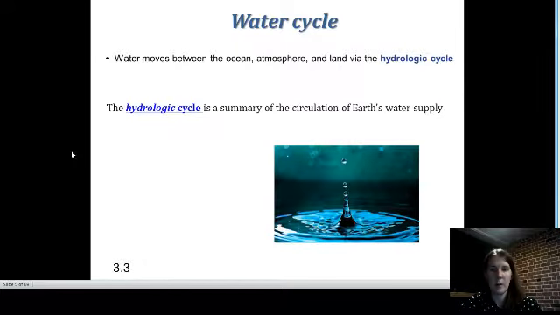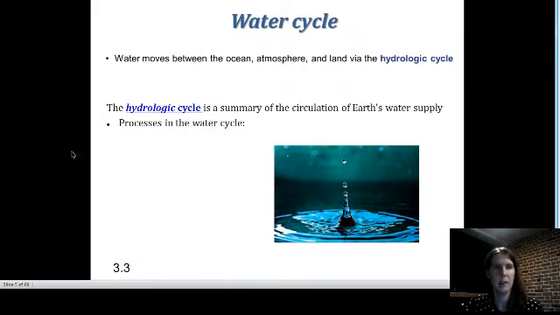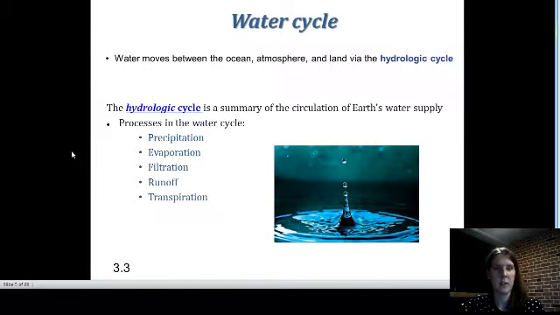We started to talk about the water cycle in your introduction. Okay, so just a brief review of the hydrologic cycle. This is when water moves between the ocean, the atmosphere, and land. It's a summary of the circulation of Earth's water supply. So it is a very generalized picture of how water moves within the Earth systems. Processes in the water cycle include precipitation, or rain or snow, evaporation, infiltration, runoff, and transpiration. Okay, we will cover each of these.